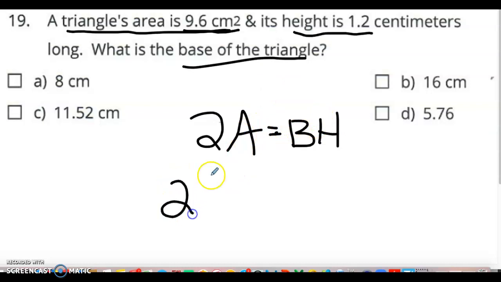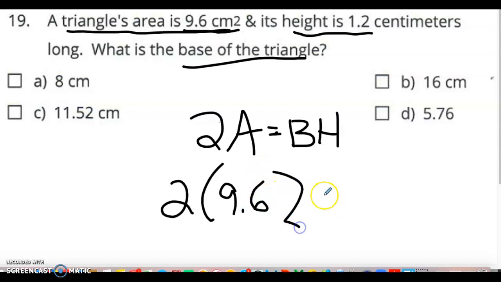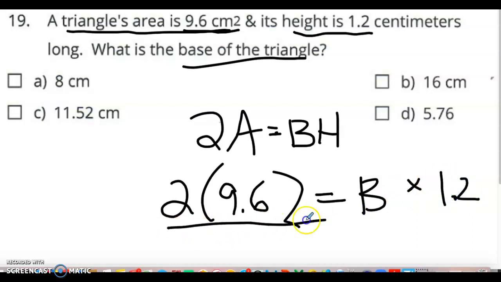So it's 2 times the area, which is 9.6. You don't know the base, but the height is 1.2. So you want to multiply these two numbers, and when you get your answer, you divide that by 1.2. Feel free to hit pause and do that.